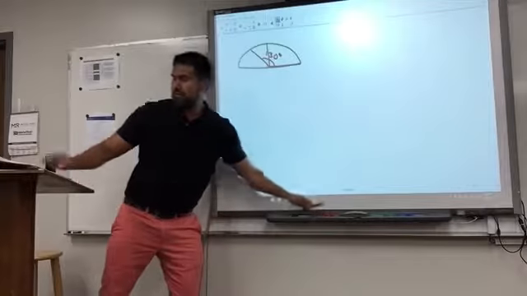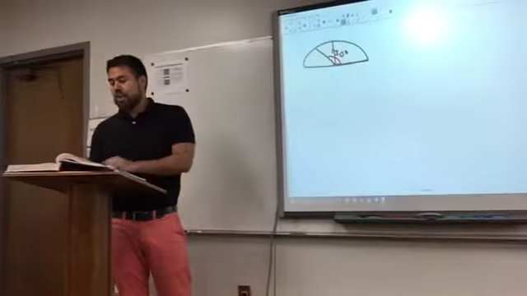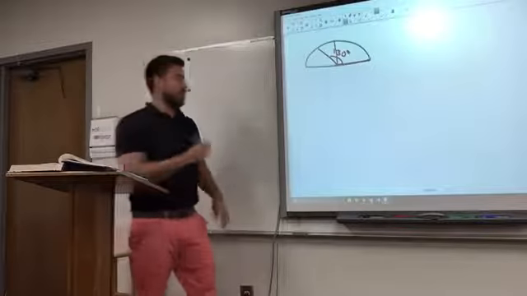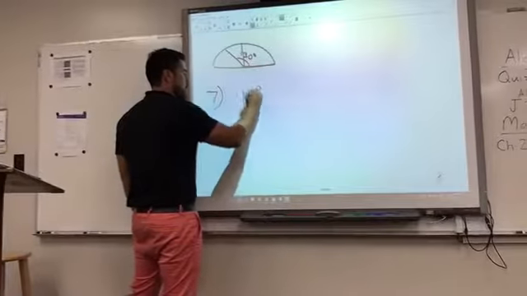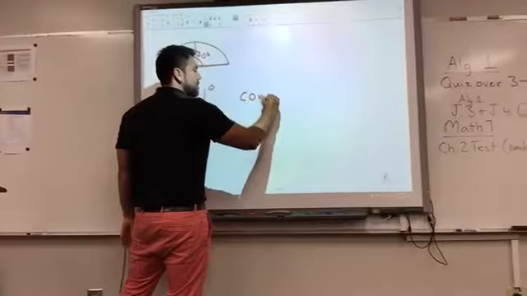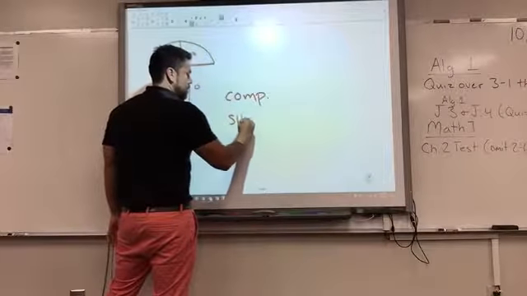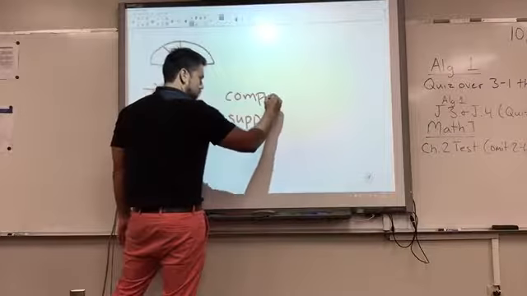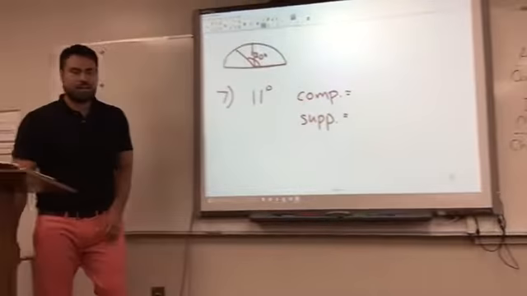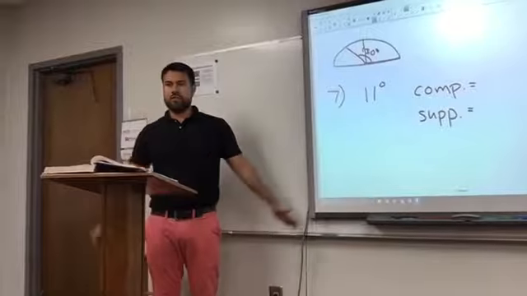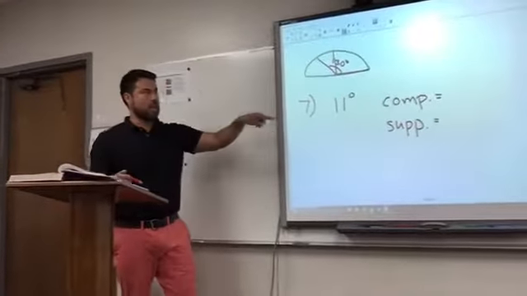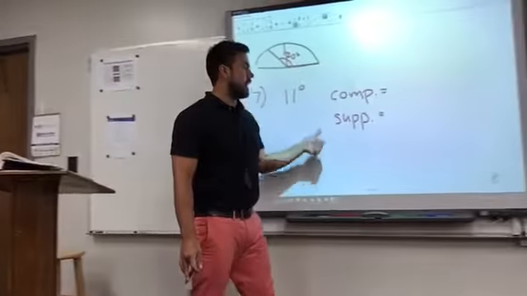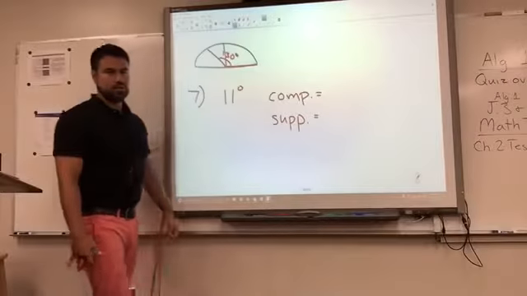All right, let's move on. I want you guys to try out number 7, which is 11 degrees. Get me the complement and get me the supplement. Can you do both? Yes, both of them can be found. You can find the complement, you can find the supplement. Complement adds to get 90, supplement adds to get 180. So you can get both of those.